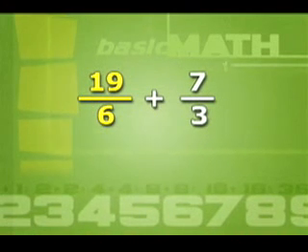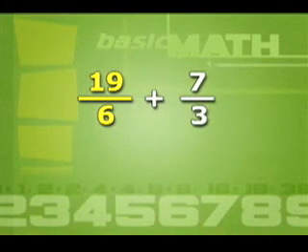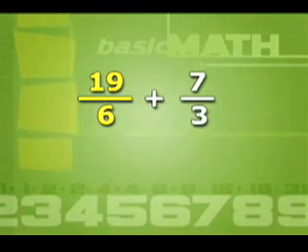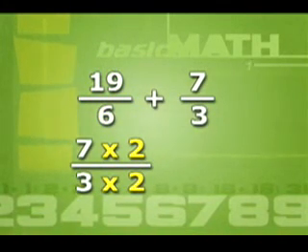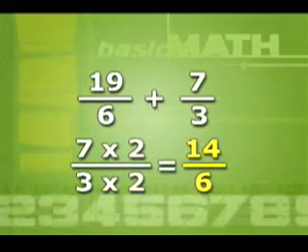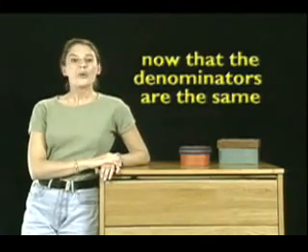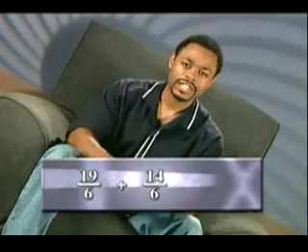So 19/6 stays the way it is since it already has 6 as a denominator. To make 7/3 have a denominator of 6, we must multiply both the numerator and denominator by 2. That gives us a new fraction of 14/6. Now that the denominators are the same, we can add the two fractions. Leaving the denominators the same, we can add the numerators 14 and 19, so the sum is 33/6.